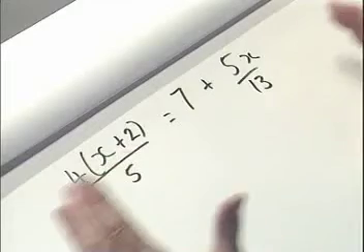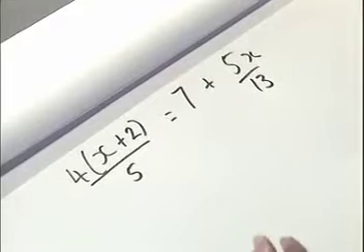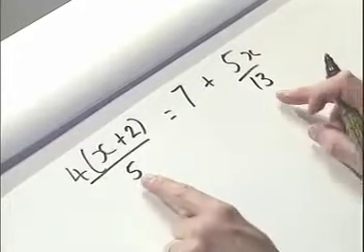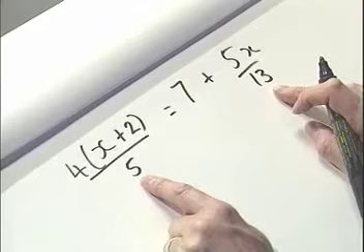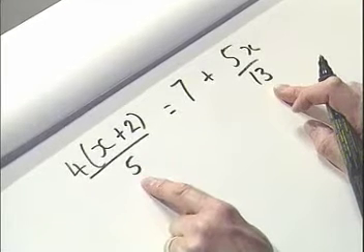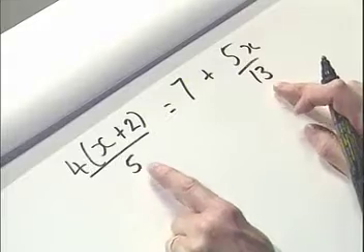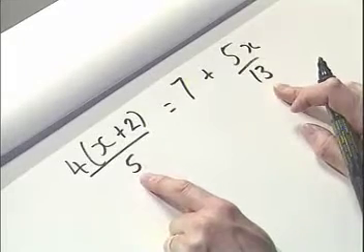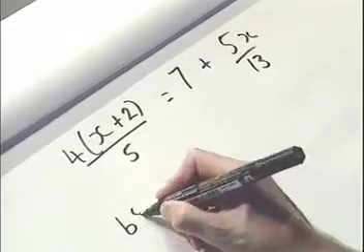And that means we have to multiply everything, because what we do to one side we must do to the other, by the common denominator. And the common denominator for 5 and 13 is 65. That's 5 times by 13. So let's do that. Let's multiply everything by 65. And I'll write it down in full so that we can see it happening.